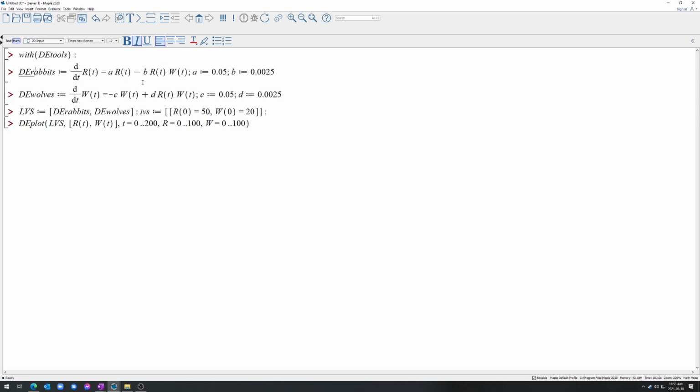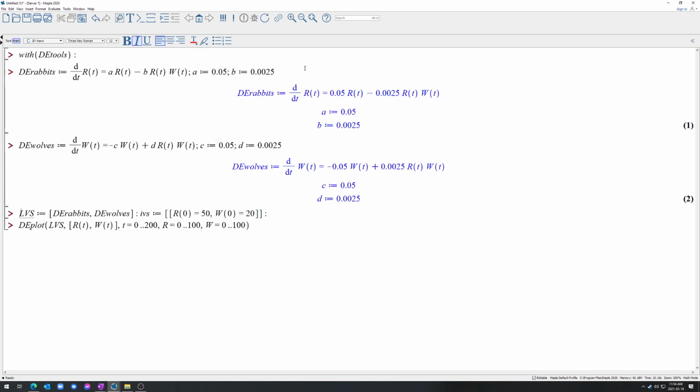So lowercase letters here. And I've got the constants as being 5% for our relative growth rate of the rabbit population, and I've got 5% as our relative death rate of our wolf population, and I've got 0.0025 as that relative death rate for rabbits, relative growth rate for wolves, and those are jointly proportional to rabbit and wolf populations. So let me put those into effect here, and I've got LVS, that stands for Lotka-Volterra system, and we've got rabbits and wolves here, and I'll put some initial value problem into this in a moment.